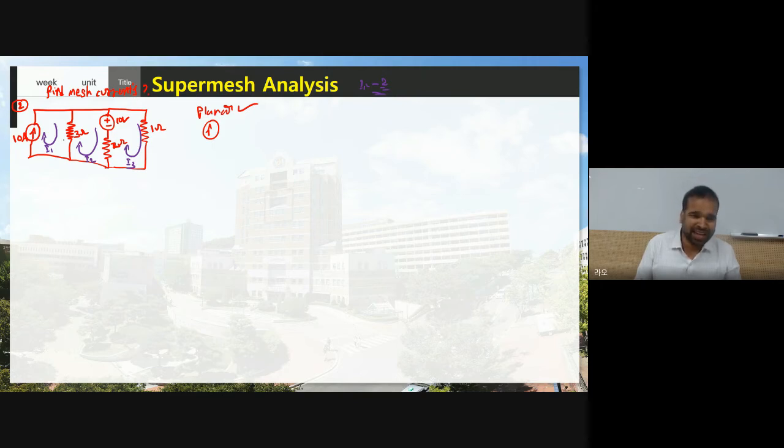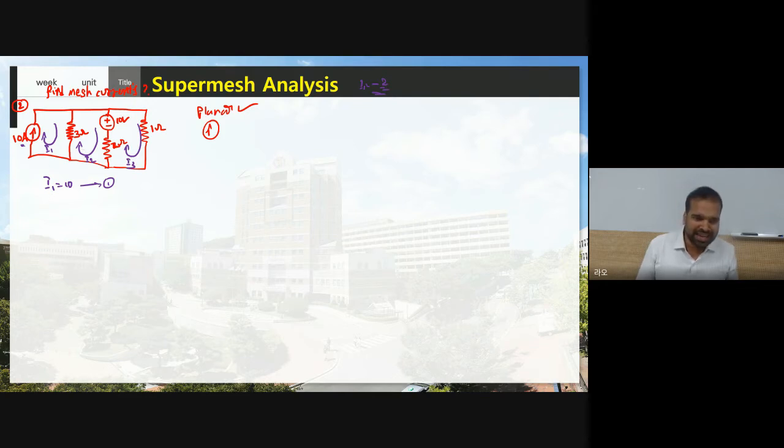Now see here, can I apply KVL here? I cannot apply KVL because you have a current source. But see here, what current is flowing here? I1 current. So I1 is equal to 10 ampere. Observe one more time: this is my current source, and 10 ampere current is flowing in this entire branch. The current I have considered in this loop is I1. Therefore, I1 equals 10. This is my equation 1.